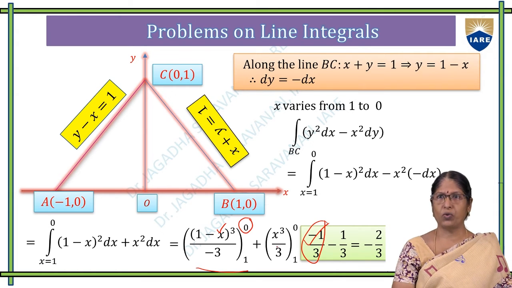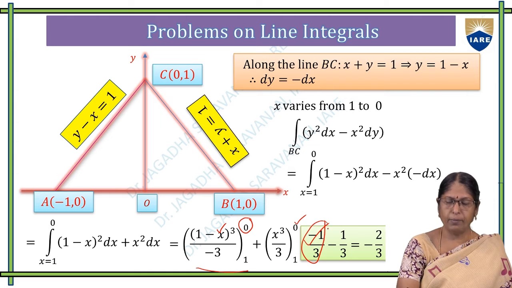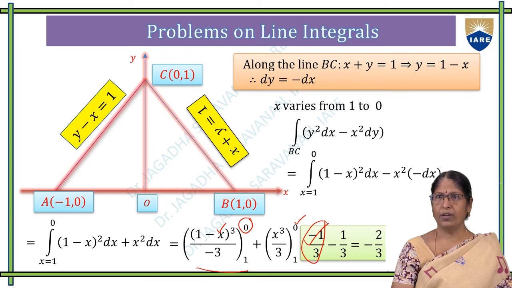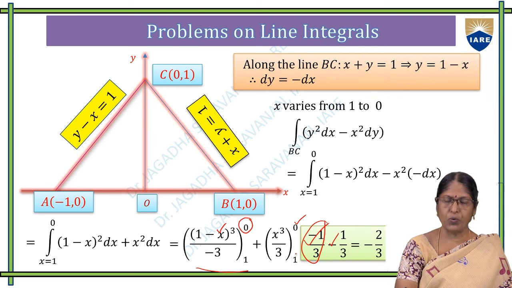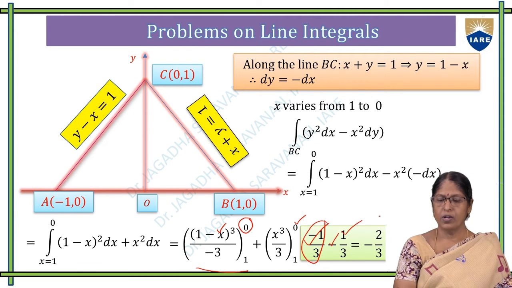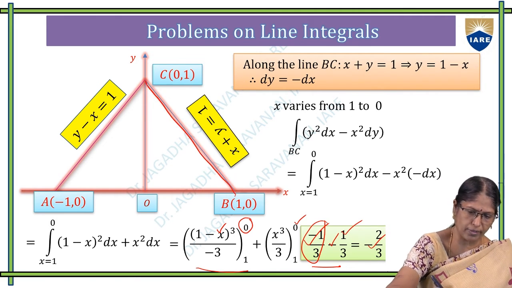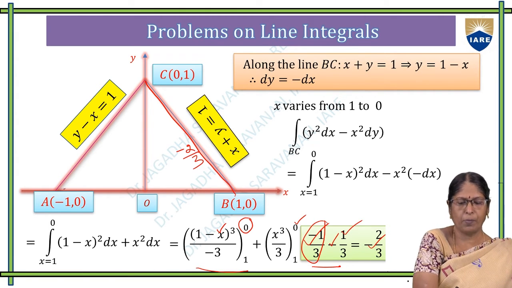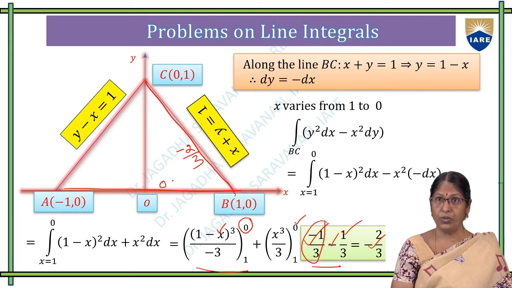Here, coming to the next part, the upper limit is 0, x place we are substituting, totally it vanished. Minus, that is the limit formula, that minus. X place we are substituting the lower limit, that is 1 by 3. So put together, the result is minus 2 by 3. So along BC, the result is minus 2 by 3. Already we obtained AB, the result is 0.